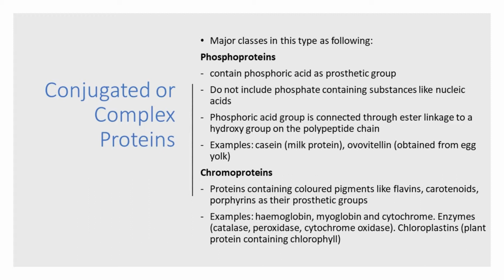Chromoproteins, proteins containing colored pigments like flavins, carotenoids, porphyrins as their prosthetic groups. Examples of chromoprotein are hemoglobin, myoglobin, and cytochrome. Also enzymes such as catalase, peroxidase, and cytochrome oxidase. Chloroplastins, plant protein containing chlorophyll, also example of chromoprotein.